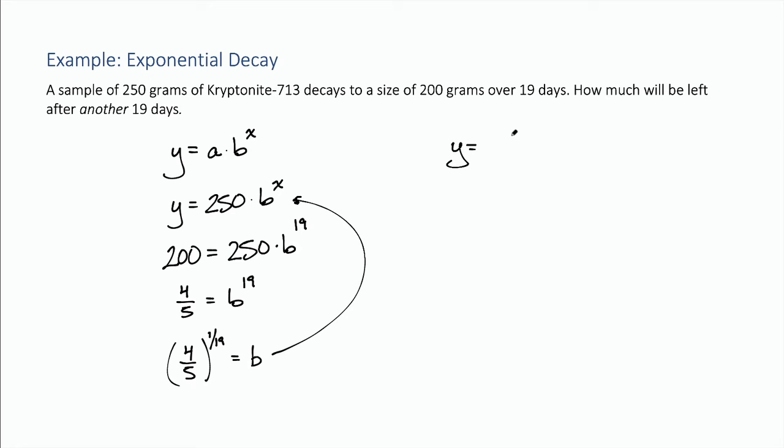And I have my model as y equals 250 times 4/5 to the 1 over 19. And then I raise that to the x. And to do that, I just multiply that exponent by x. So this becomes x over 19.